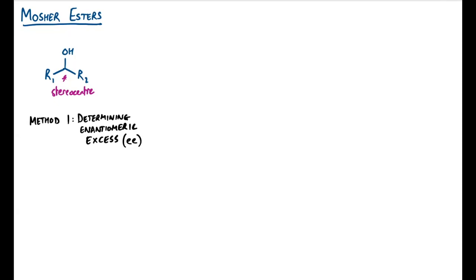So the first thing you could use a Mosher ester for is to determine the enantiomeric excess of a mixture of configurations. You can of course use chiral HPLC for this nowadays, so this is very much an old school technique, but I think it sets up some of the ideas nicely. So let's assume we've made a molecule with R1 and R2 having no other stereocentres on them. Say we've done a reaction that makes a mixture of the two enantiomers like this. So these two are indistinguishable by NMR.